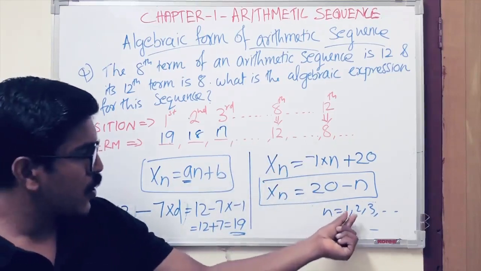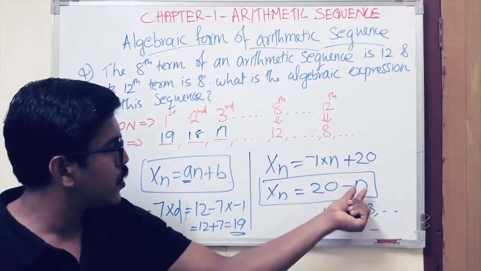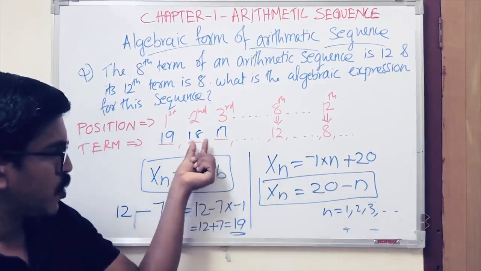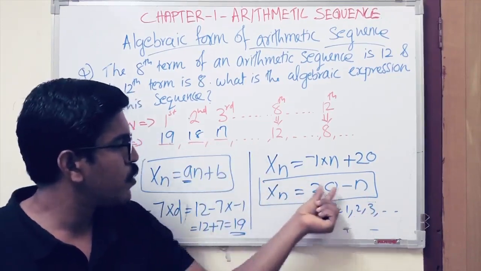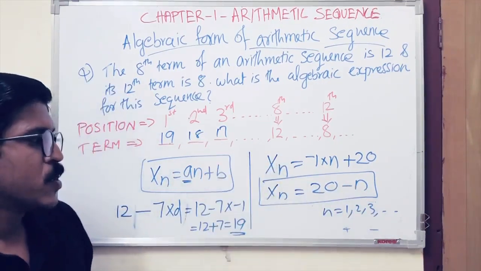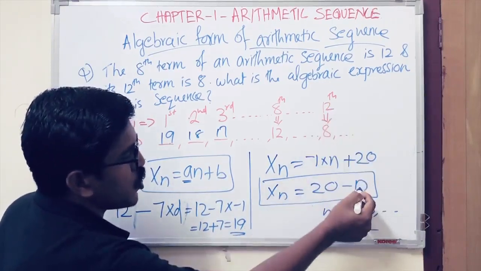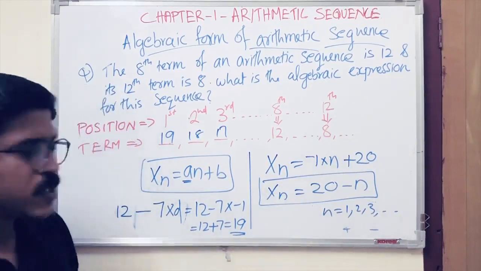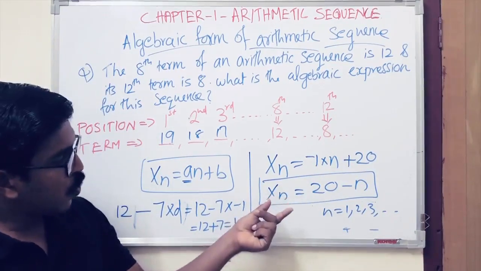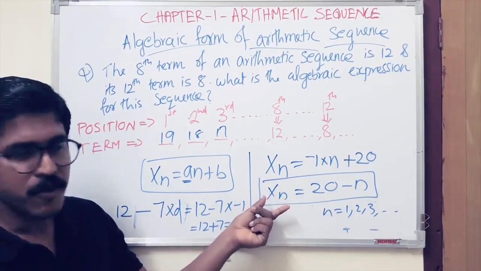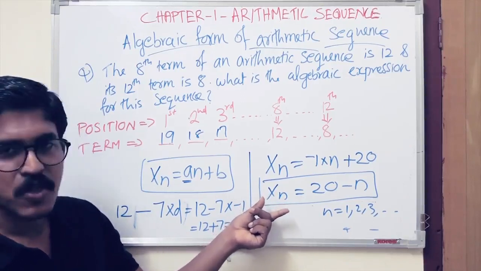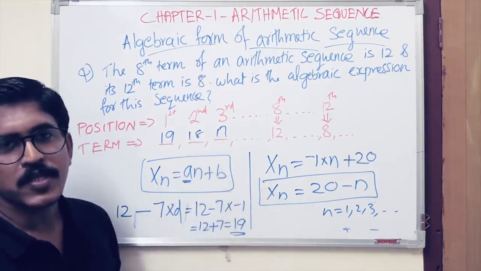Now if you are putting n equal to 2, 20 minus 2, that is 18 will come. If you are putting n equal to 3, 20 minus 3, 17 will come. So we can check it. If you are putting n equal to 12, 20 minus 12, 8 will come. In this way we can construct all the terms from this general form. So this is the algebraic expression of this arithmetic sequence.